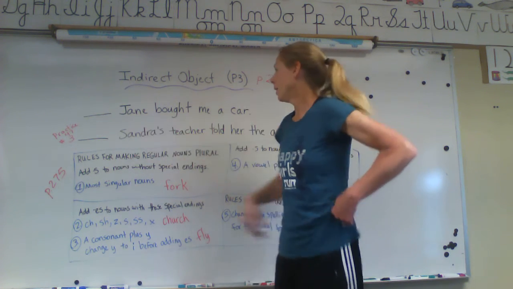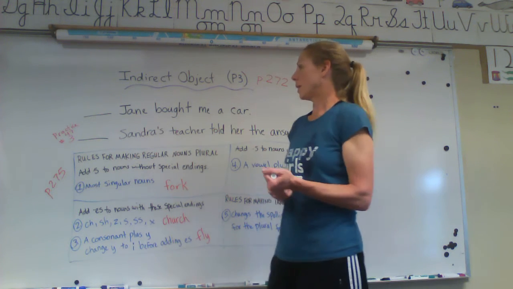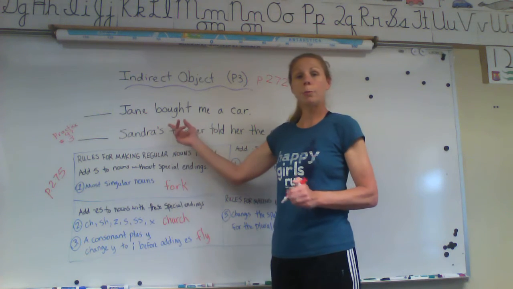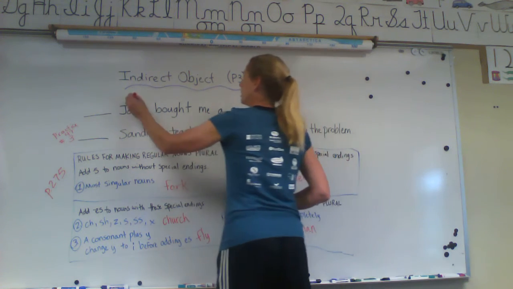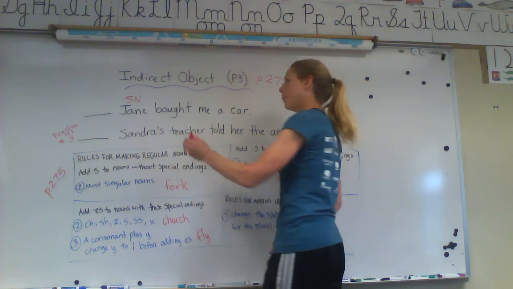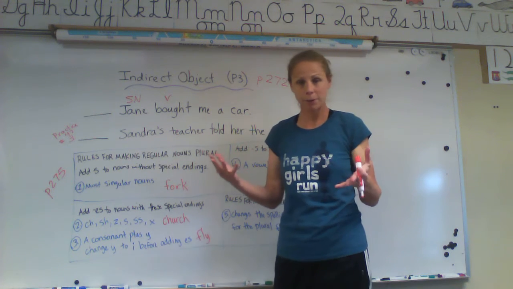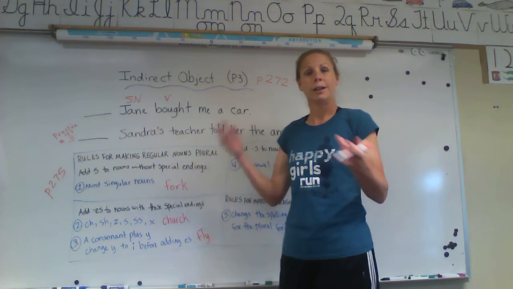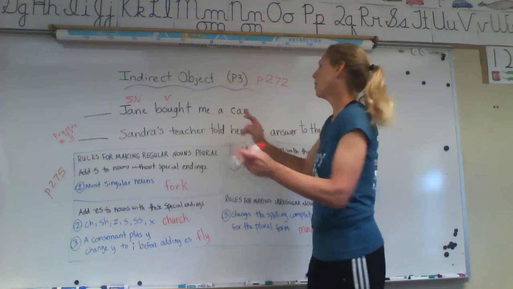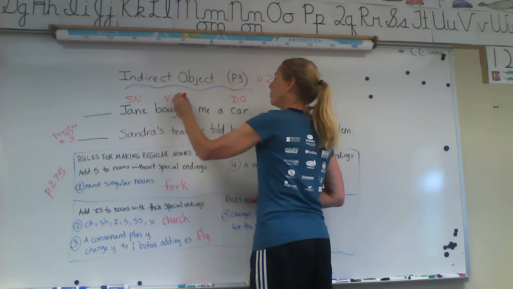We're going to do the Jane bought me a car one. Okay, here we go. Jane bought me a car. Who bought me a car? Jane. Subject, noun. What is being said about Jane? Jane bought. Verb. Jane bought what? Just like we did before, she bought a car. Does car mean the same thing as Jane? No. Car, direct object. Bought is verb transitive.